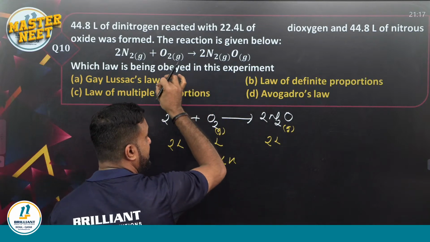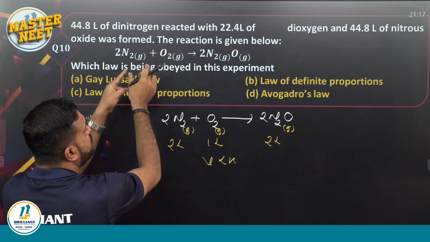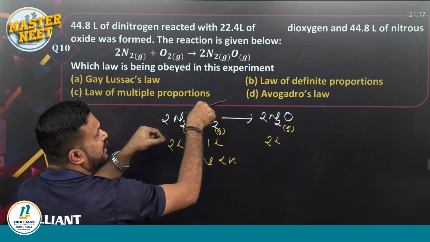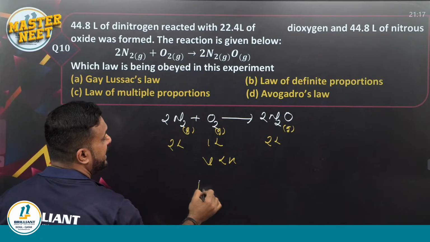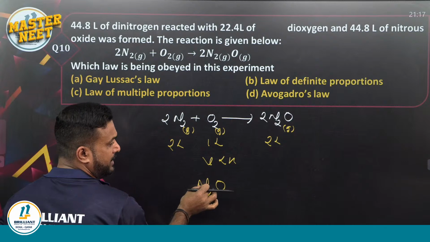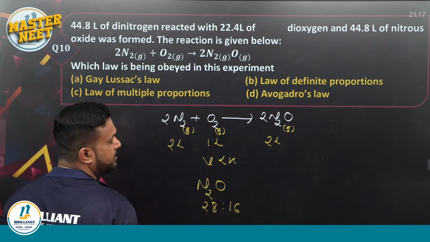Why can we say that it is the best answer? Because the law of definite proportion can also be followed, because you know that when 2 elements combine to form a compound, there exists a fixed ratio between the mass of nitrogen and oxygen. N2O is the compound formed from these 2 elements. Nitrogen mass is 14, then it will be 28 is to 16.